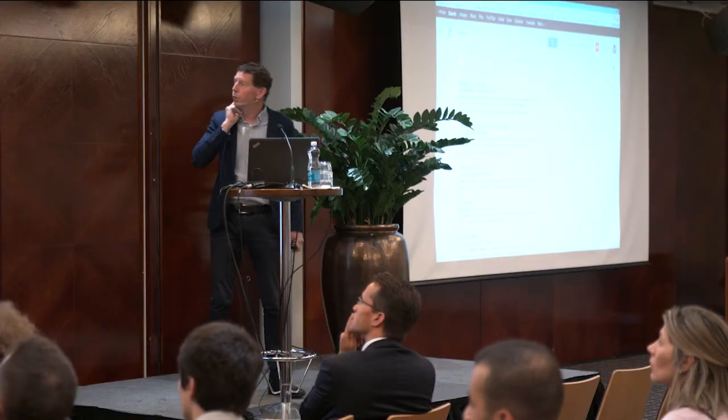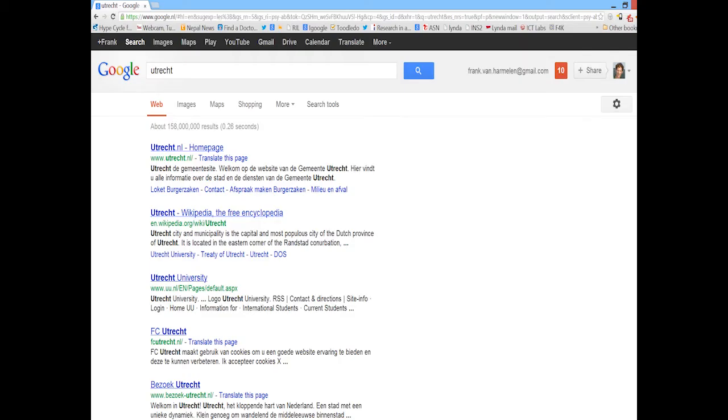And this is just a handful of examples. There's many, many more, but these are illustrative for what's going on. So until a few years ago, the front page of Google looked like this, right? If you would search, in this case, I would search for Utrecht. Utrecht is a city in our country. And then you would get this, right?